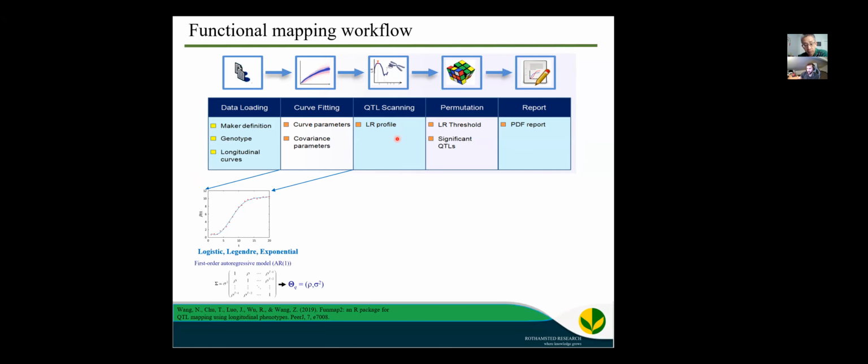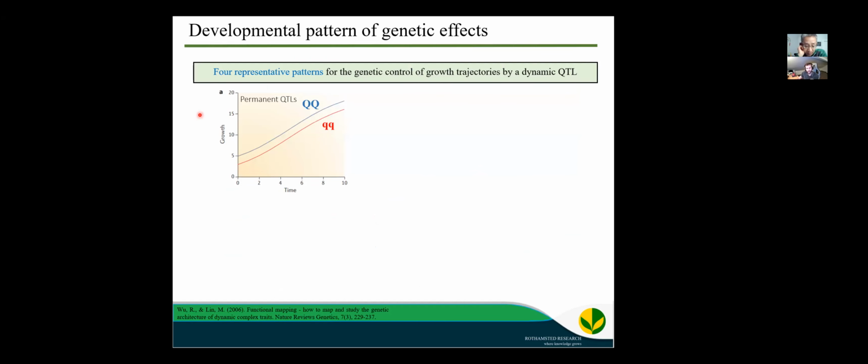You can see the QTL genotype, and the QTL genotype is what I'm talking about next. Wu published this in 2006, in which he mentioned one of the first ways to interpret a QTL genotype, 4 different patterns that you can see in the growth. The first one, as he mentioned, is this parallel growth curve in which both are expressed throughout the growing season, which they call permanent QTL.